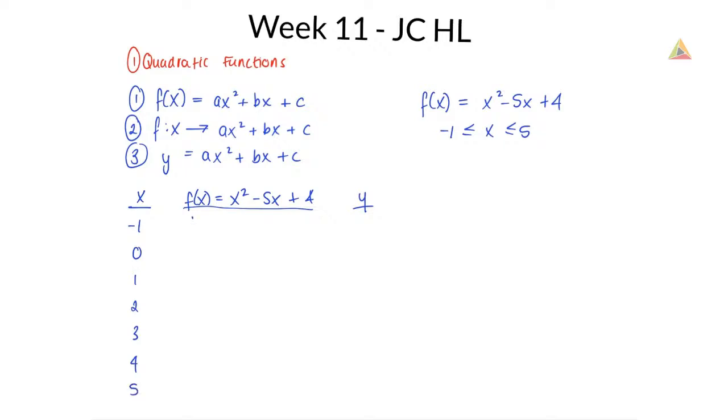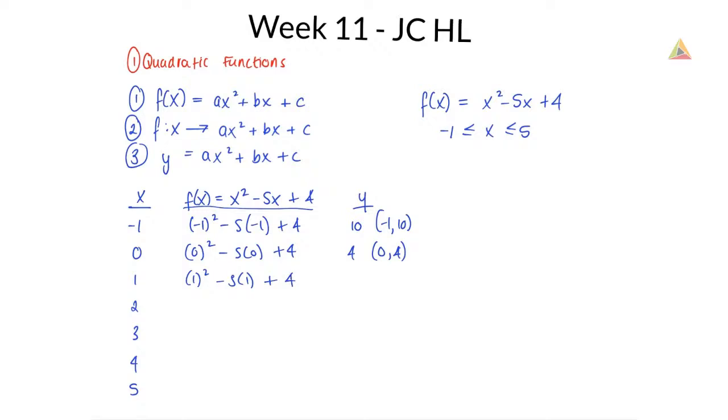So x squared, that's going to be -1 squared, minus 5 by -1 plus 4. And when you put that into the calculator, you'll get a result of 10. So your first point is -1, 10. Your next one is 0 squared minus 5 by 0 plus 4, and that will give you a result of 4. So your point there is 0, 4. The next point is 1 squared minus 5 by 1 plus 4, and that will give you a result of 0. So the point there is 1, 0.